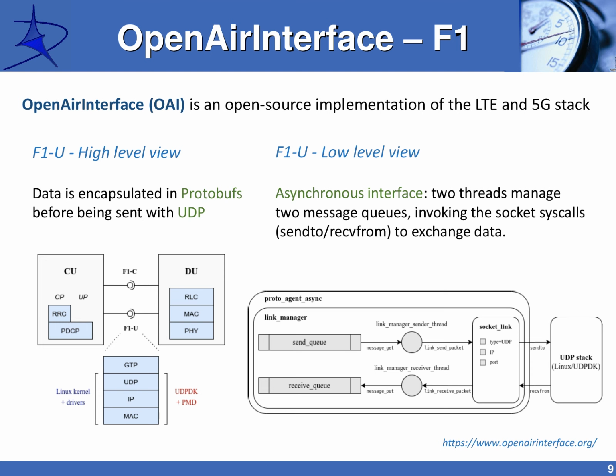As it is implemented in OpenAirInterface, the data is first encapsulated in a protobuf, then it is delivered via UDP to the other endpoint through an asynchronous interface. In other words, there are a couple of queues both at the receiving and transmission side, and a couple of dedicated threads which are responsible for inserting and extracting messages from these queues and call the send to and receive from network primitives. This is the interesting part for our work, because ultimately we want to reduce the latency between the DU and the CU.